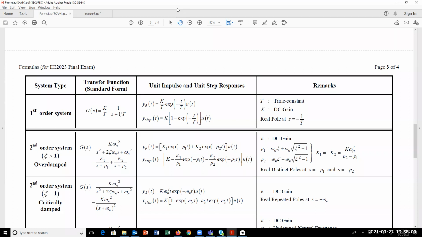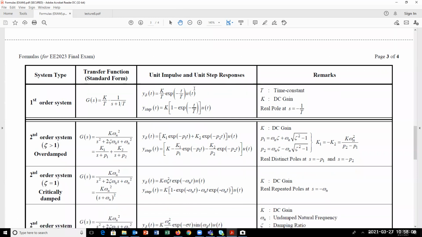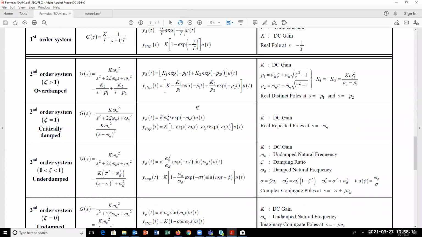Okay, so similarly, if you do it for the critically damped case, zeta equals 1, and you go through the derivation, you will get this: y(t) equals K omega_n squared e to the minus omega_n t, and of course you have to multiply the whole thing by u(t).